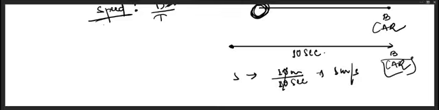So either it is distance or speed, in order to measure distance or speed, we need to have a stationary point, fixed point, initial point, or a starting point. So this was all about speed.